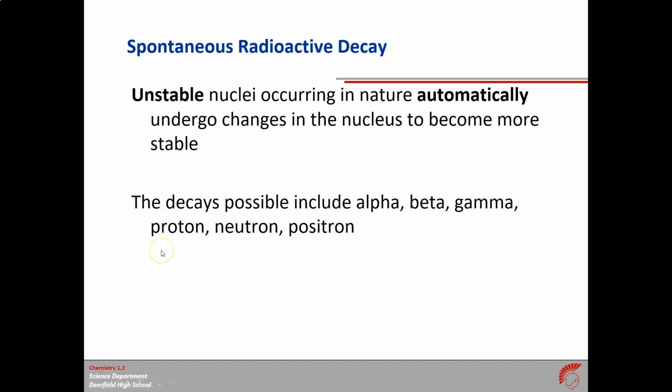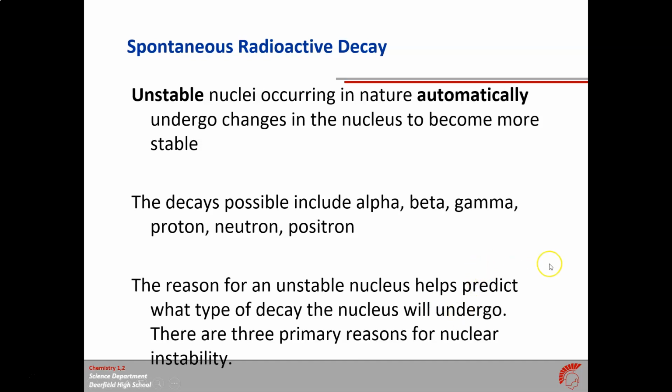The kinds of decays that we are going to take a look at are called alpha, beta, gamma, the three that I just mentioned, but the nucleus could also kick out a proton, so we call that a proton decay, or a neutron, we call that a neutron decay, and a positron, we'll talk about what that is as we move through the PowerPoint. Again, the reason for an unstable nucleus is going to help us predict what kind of decay it undergoes. There are three primary reasons for nuclear instability, and we're going to get to all those.